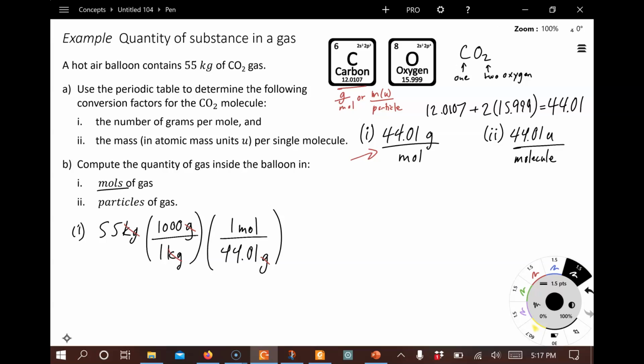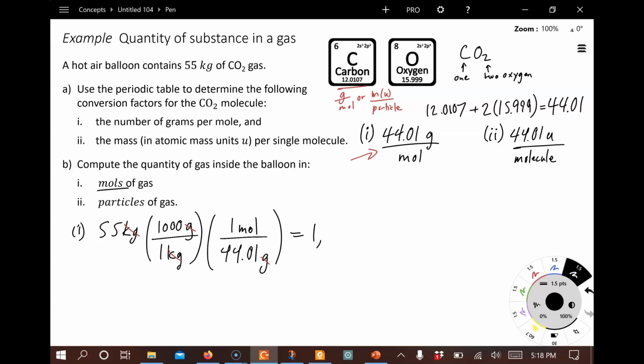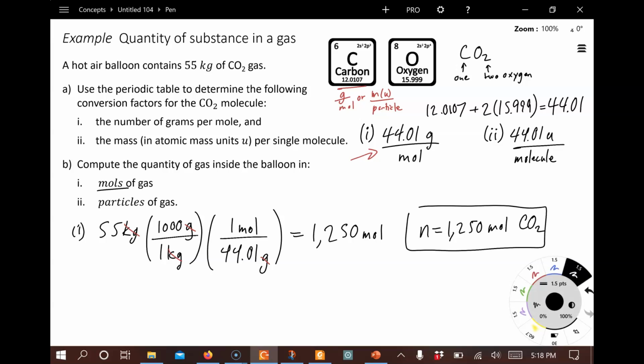And that comes out to a value of 1,250 moles. And typically for moles we use the variable n. So we could write, in this case, n is equal to 1,250 moles of CO2. That's how many moles you have in 55 kilograms.